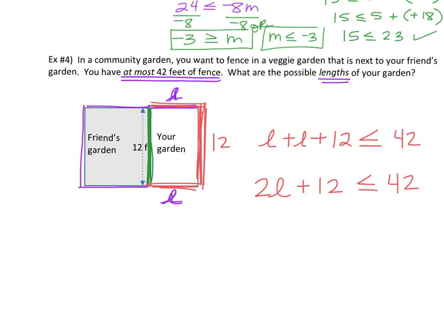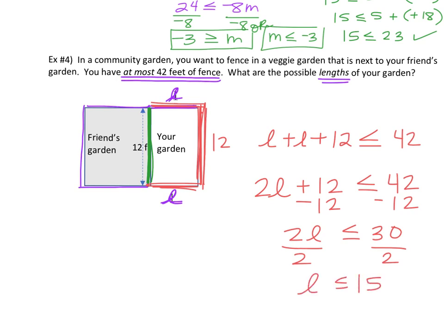So it looks like this. What do you do first? Subtract the 12. So we're going to take away 12. And we get 2L is less than or equal to 30. And then what? You divide. Divide by 2. So the length is less than or equal to 15.